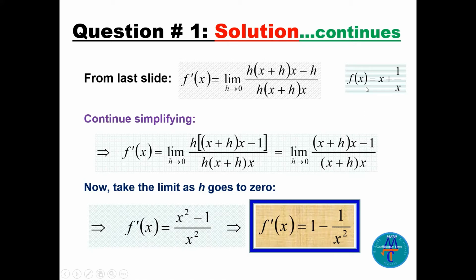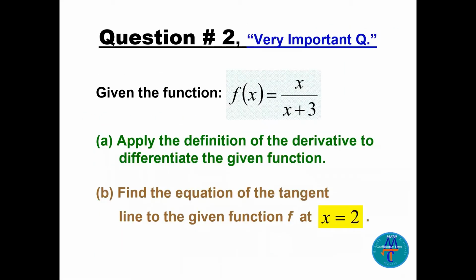This is the function f, x plus 1 over x. This is the derivative by definition. Let's see another nice example. Given this function f of x, x over x plus 3. First, apply the definition of the derivative to differentiate the given function here, x over x plus 3. B part, find the equation of the tangent line to the function here at x equals 2.